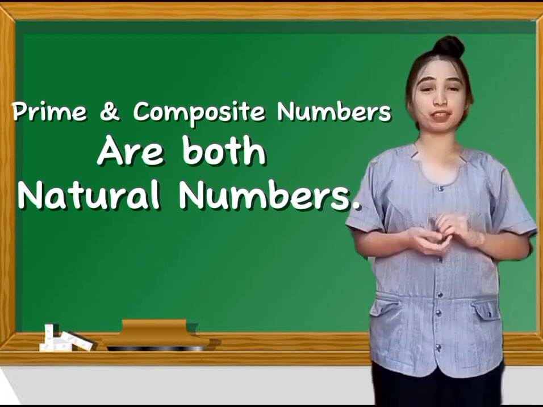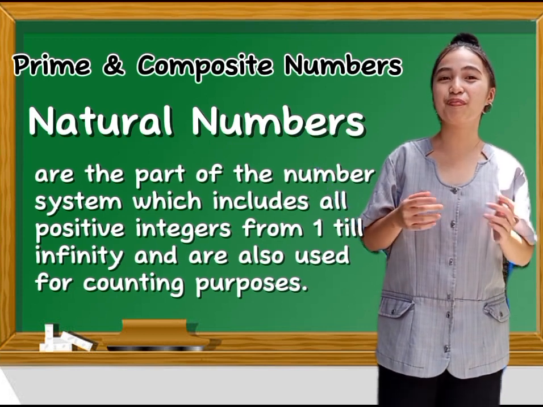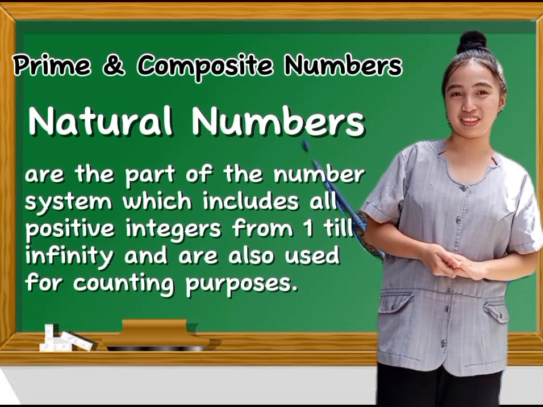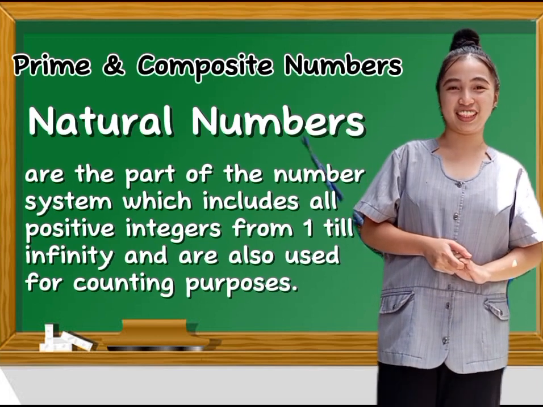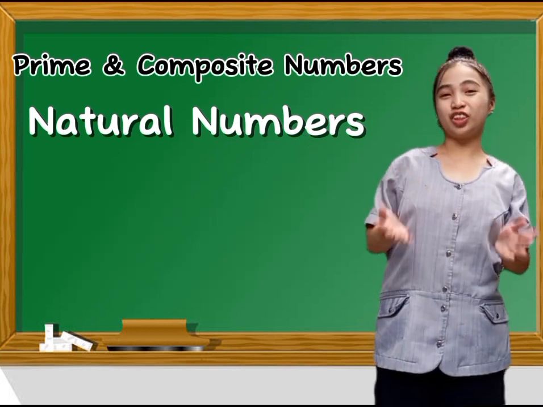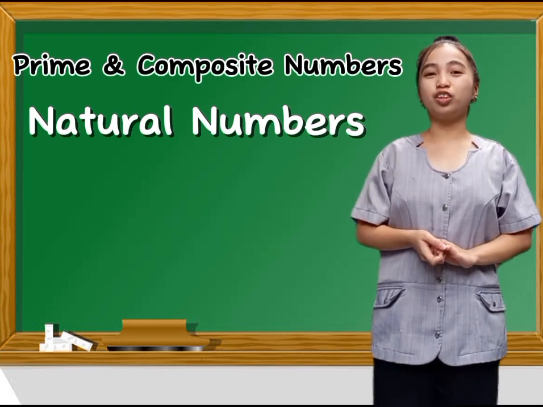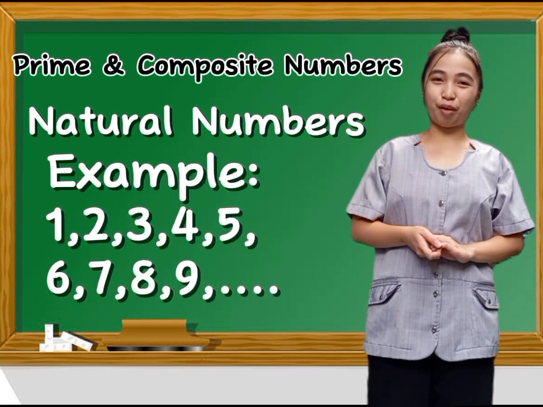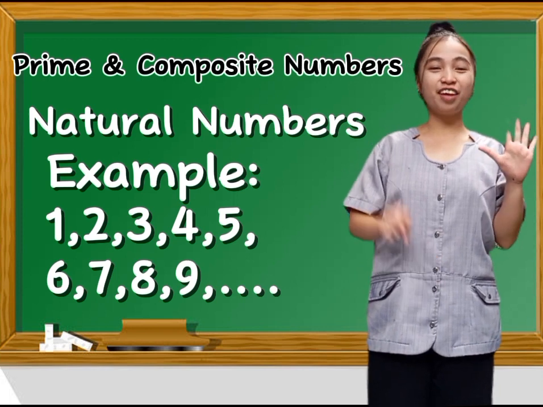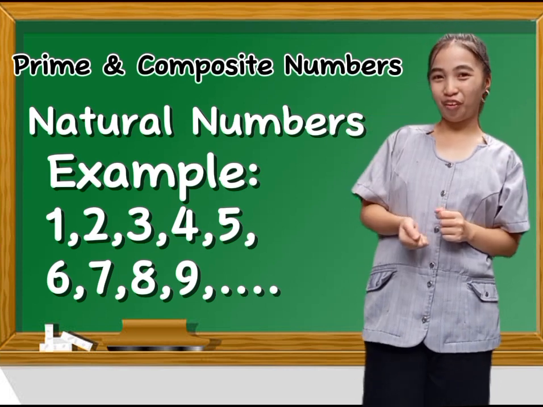The prime and composite numbers are both natural numbers. Natural numbers are the part of the number system which includes all positive integers from 1 till infinity and are also used for counting purposes. Natural numbers do not include 0. Natural numbers are also called counting numbers. Example: 1, 2, 3, 4, 5, 6, 7, 8, 9, and so forth.